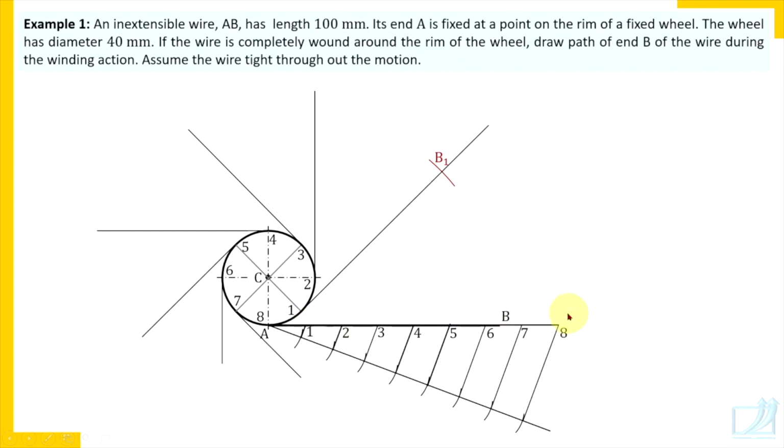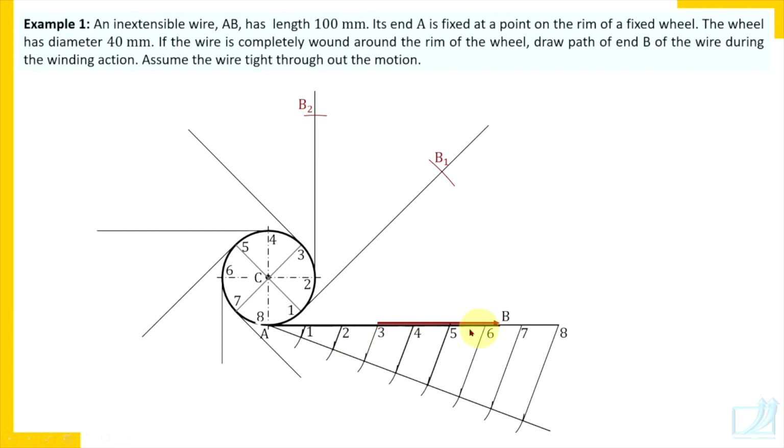1b, not 1/8. Take care. 1b. Now take distance 2b in compass. And from point 2 on the circle, you cut the second tangent. So the length of the second tangent is 2b. So label this point as B2.